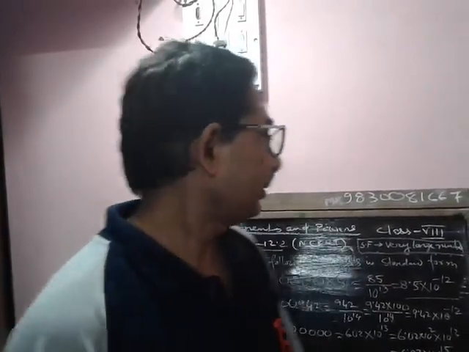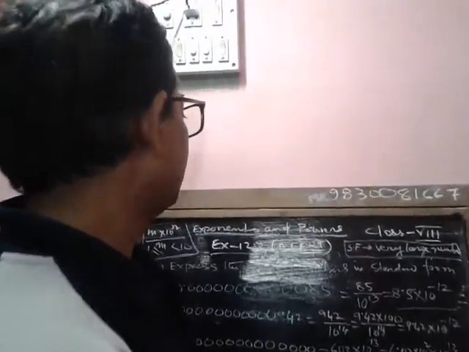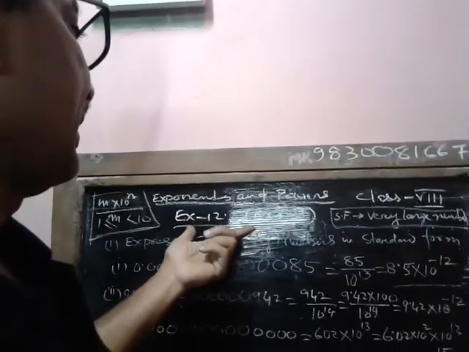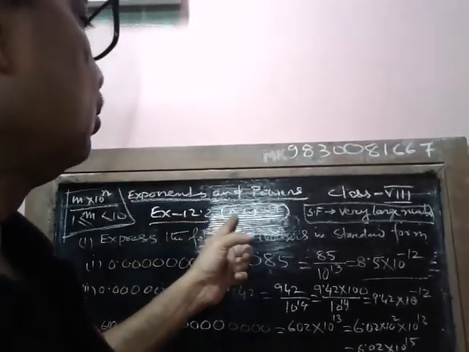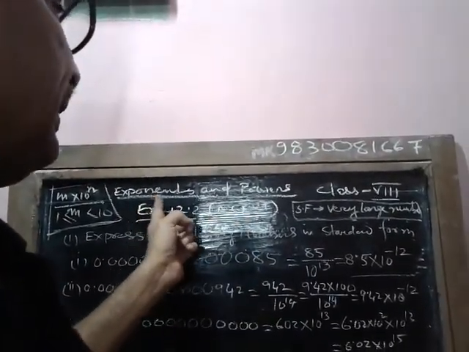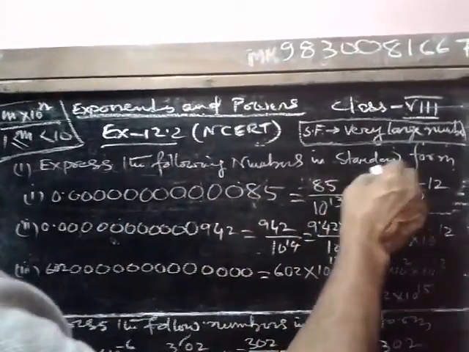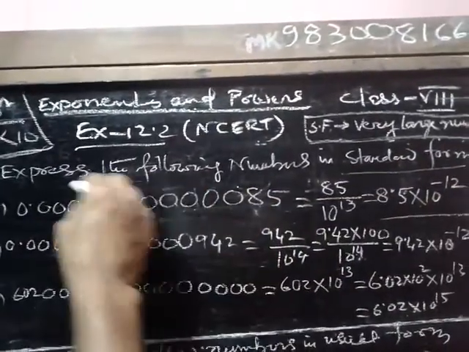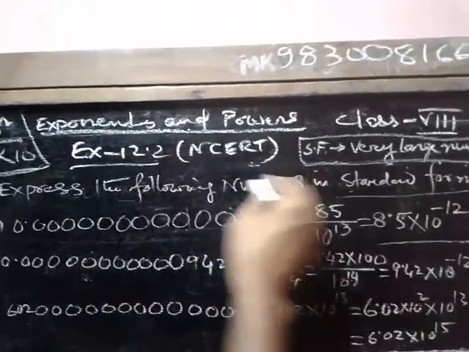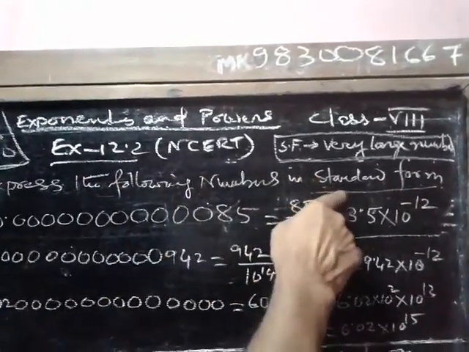Students, today we are going to solve the second exercise, that is Exercise 12.2 of NCERT, Exponents. It asks to express the following numbers in standard form. I do believe you know what standard form is actually. Standard form, I am just telling you once again.